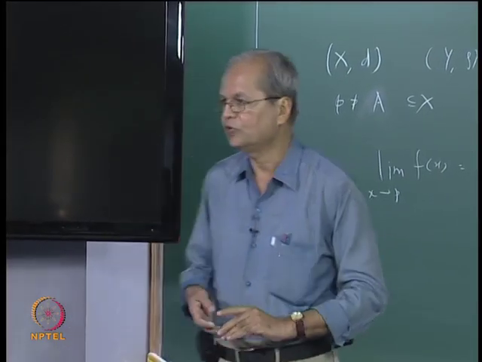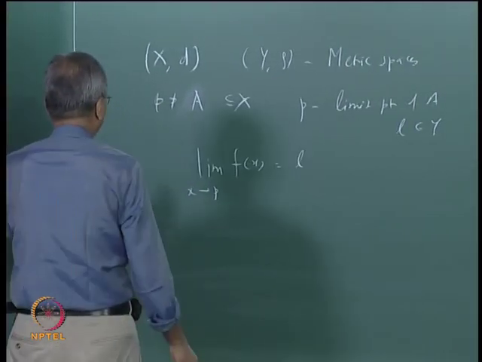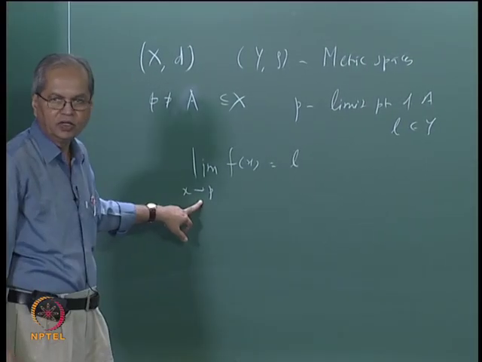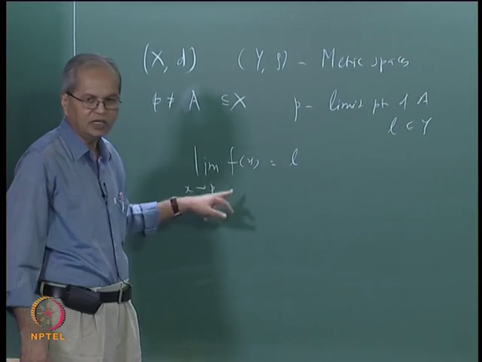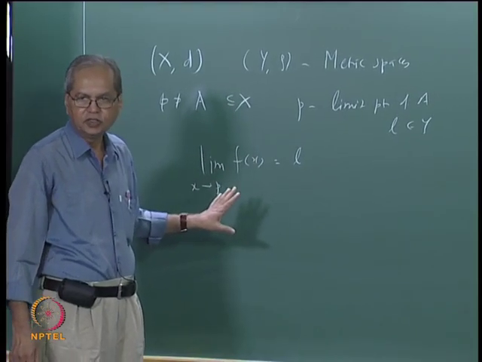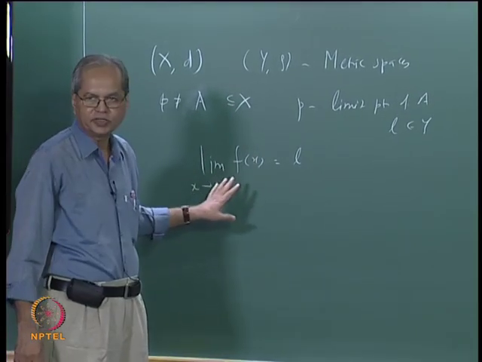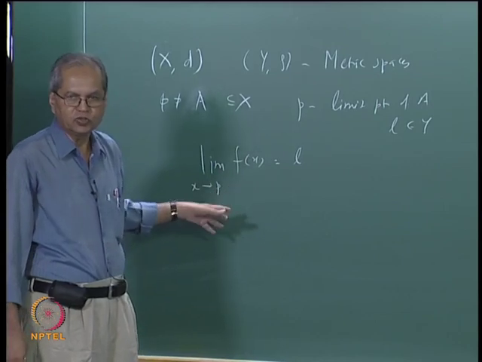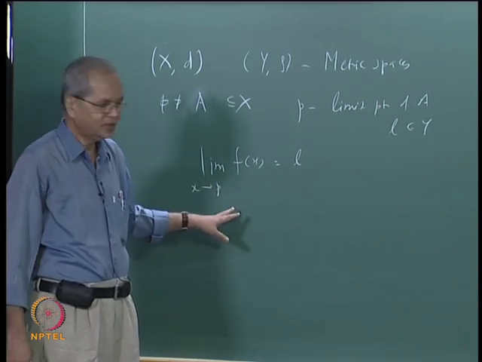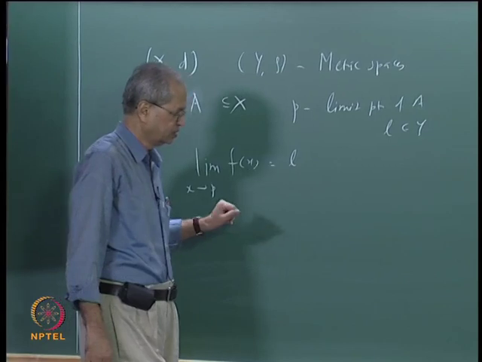One of the major uses of this is to show when the limit doesn't exist. That is, suppose you are able to find two sequences x_n and y_n both converging to P, and the limit of f(x_n) and the limit of f(y_n) are different, then obviously the limit cannot exist. We have also seen some examples of that kind. Let us see a couple more examples.